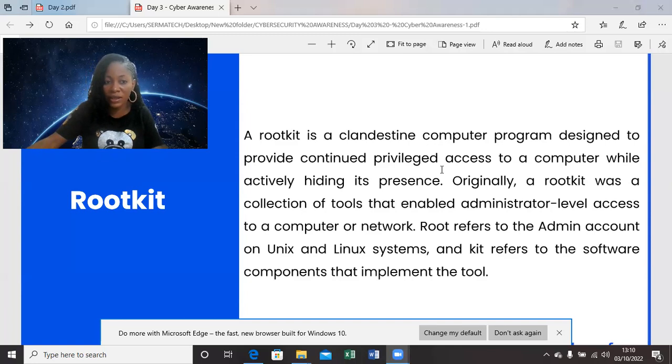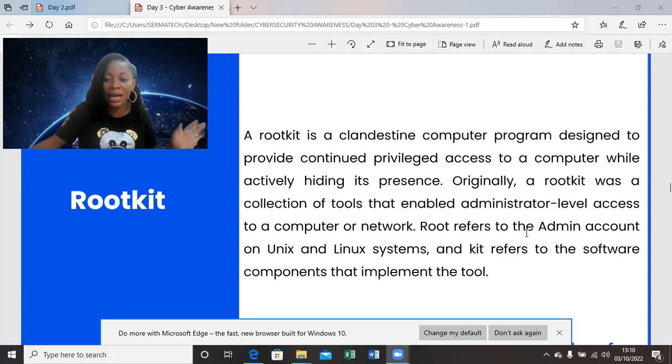Maybe somebody just secretly had access to your system and installed it, and the person used it to access your system and get privileged information from your system while actively hiding it. So you will not know it is there. It is not designed for you to see, but it is still within your system. Originally, a rootkit was a collection of tools that enable administrator level access to a computer or network.